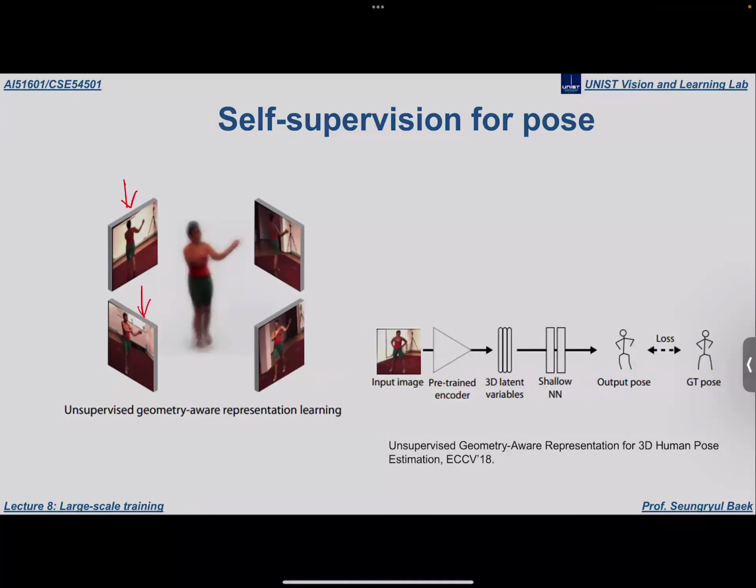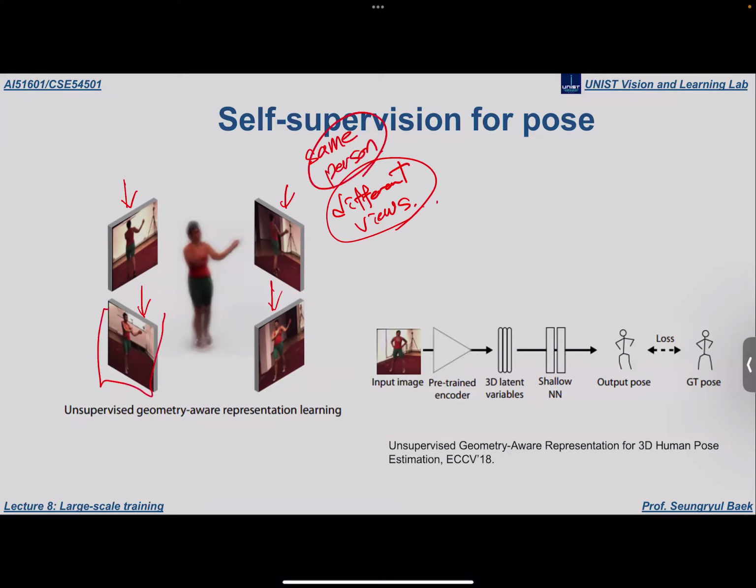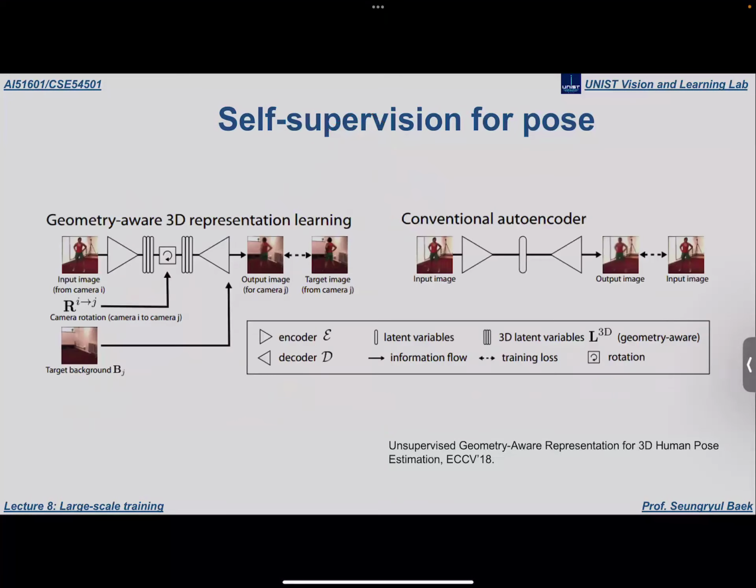sorry, if we are given multiple images of the same person but from different views, so this is capturing the same person from multiple views, then we can train this kind of autoencoder by inputting the first image and forcing the network to generate other-view images of the same person. And in the middle, we can also give the camera motion information to the autoencoder.